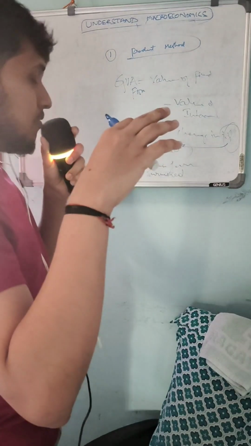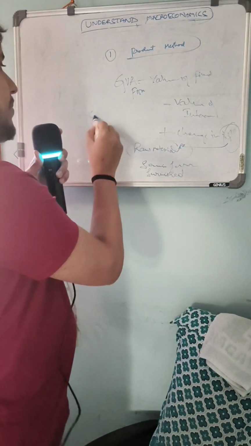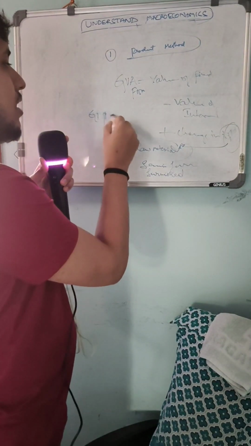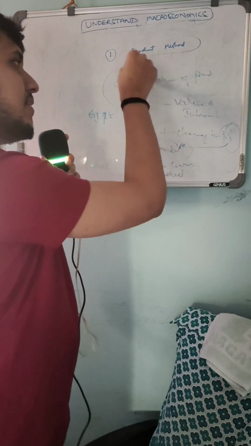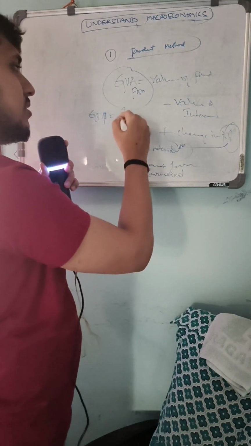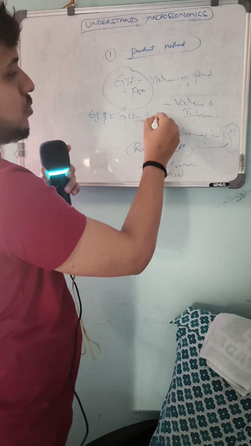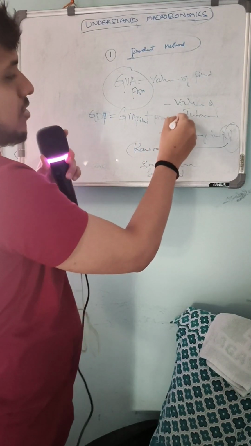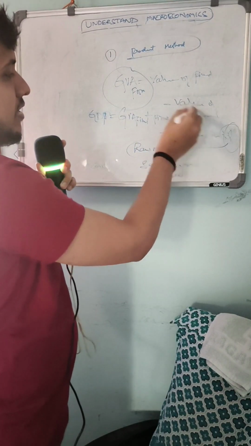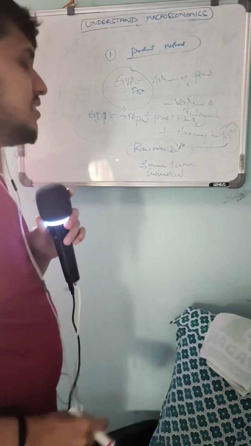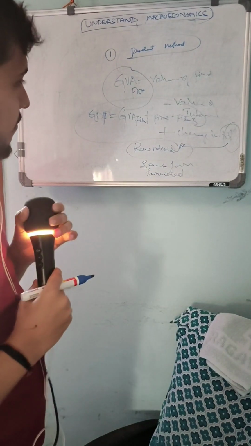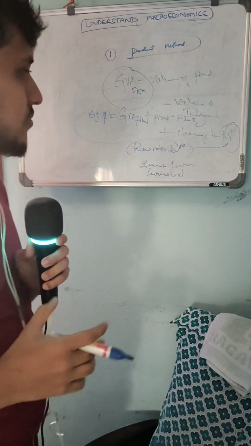If we want to calculate the GDP, we have to add the GVA of all the firms in the country: Firm 1, Firm 2, Firm 3. We get the GDP of the economy.